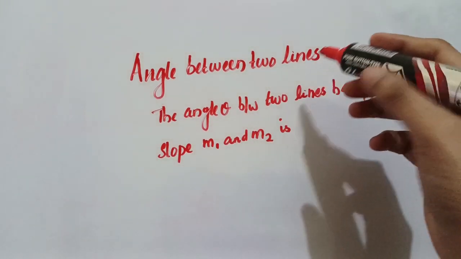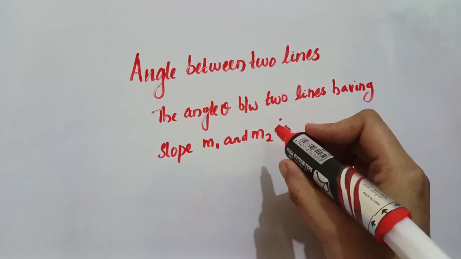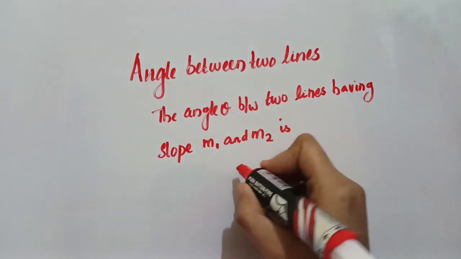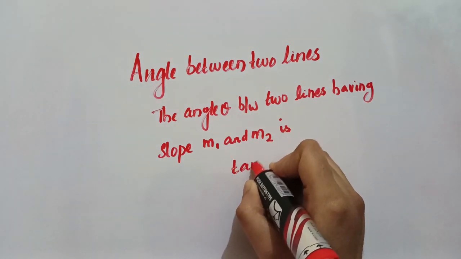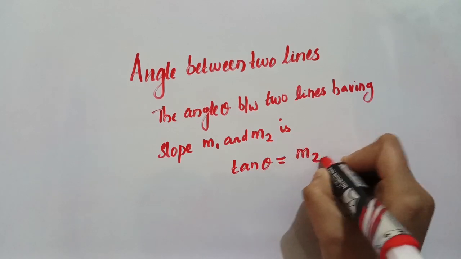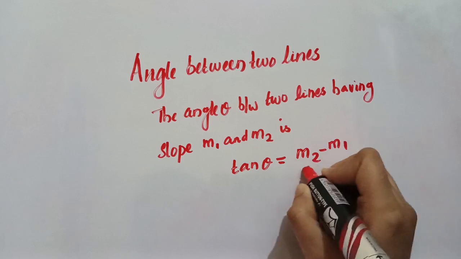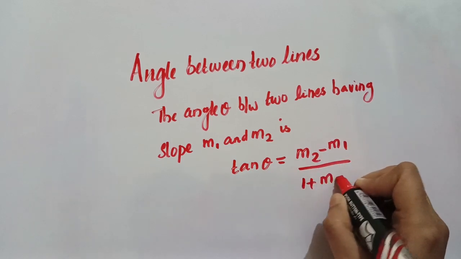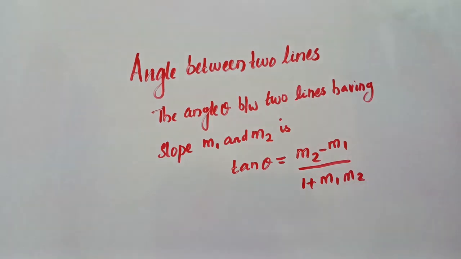Next topic, angle between two lines. The angle theta between two lines having slopes m1 and m2 is given by tan theta is equal to m2 minus m1 by 1 plus m1 m2. This is the angle between two lines, where the slopes of the lines are m1 and m2.